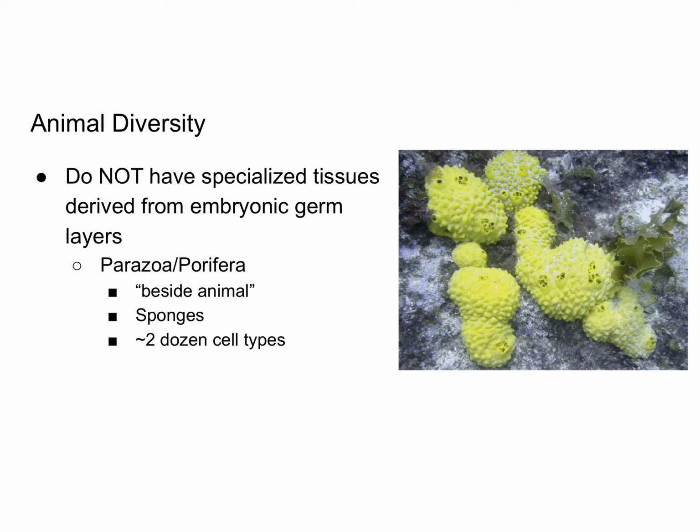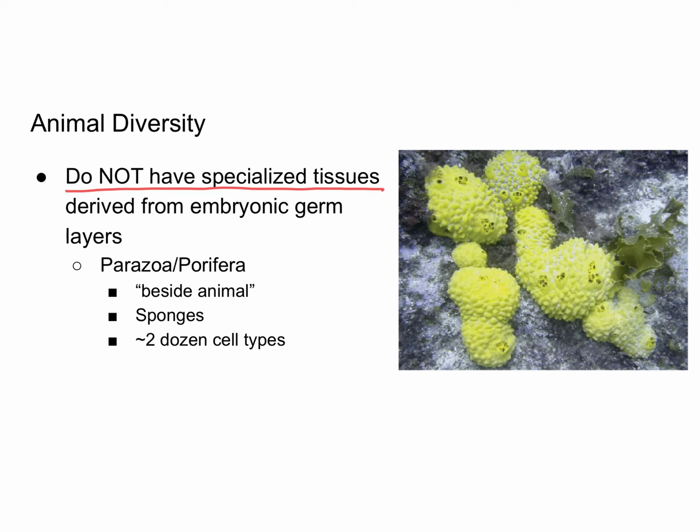So there are some animals that do not have specialized tissues. And I know it says derived from embryonic germ layers. We will talk about what those germ layers are in a different video. But essentially, just focus on the fact that they do not have specialized tissues. So they are still made up of cells, they're still eukaryotic cells, but the cells aren't organized in these tissues like you would see in a human. So, for example, our skin is made up of cells that work together to form something called epithelial tissue.